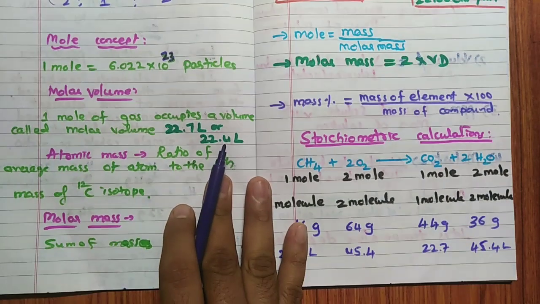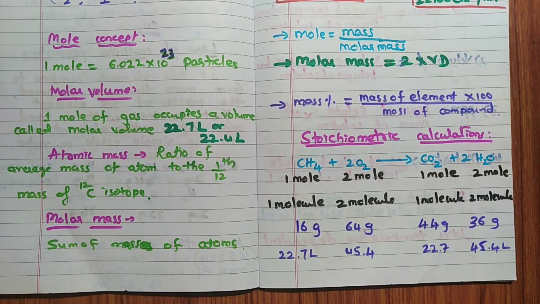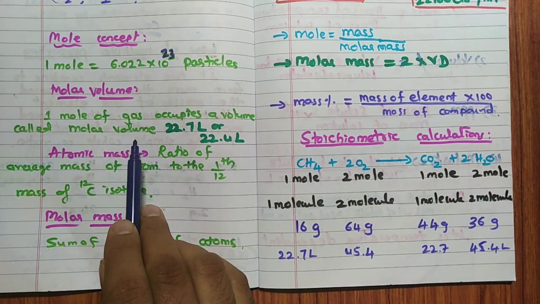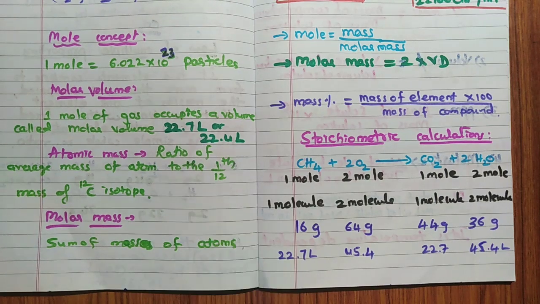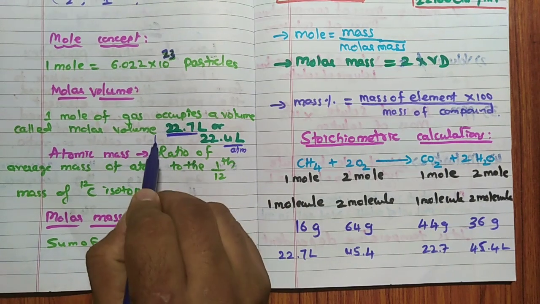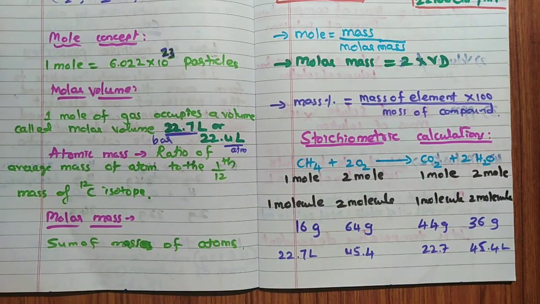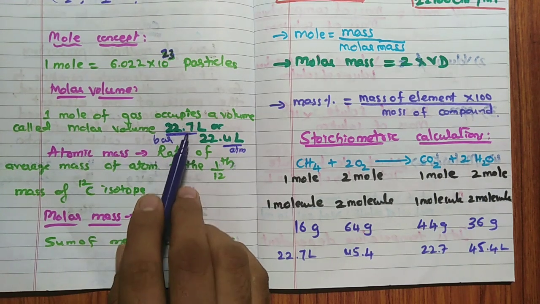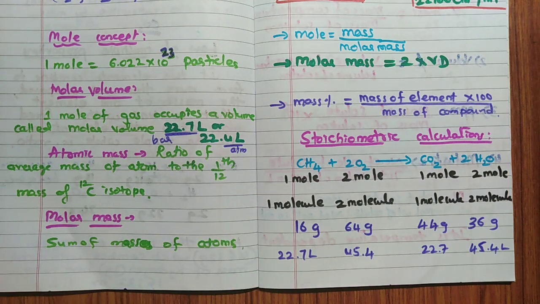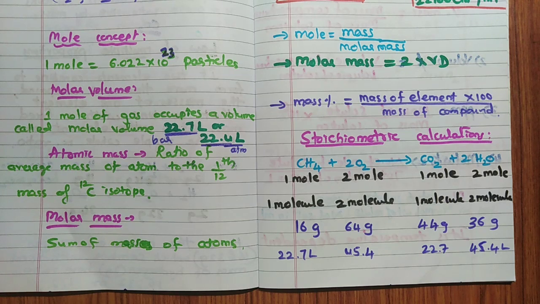Then molar volume means, remember, we will always talk about only gas. 1 mole of gas occupies a volume called molar volume. That is 22.7 liter or 22.4 liter. So 22.4 liter at atmospheric pressure, 22.7 liter at bar pressure. But generally in competitive exams, while solving problems, an even number is very easy to simplify without using a calculator, so we will generally consider 22.4. But actually in board exams you have to consider 22.7, remember that.